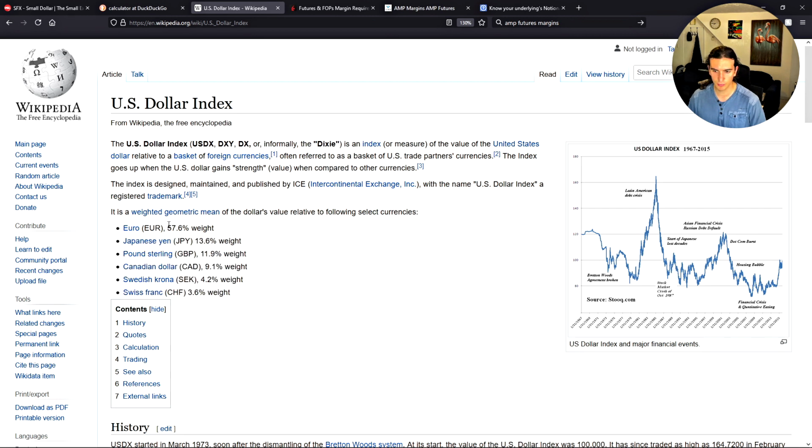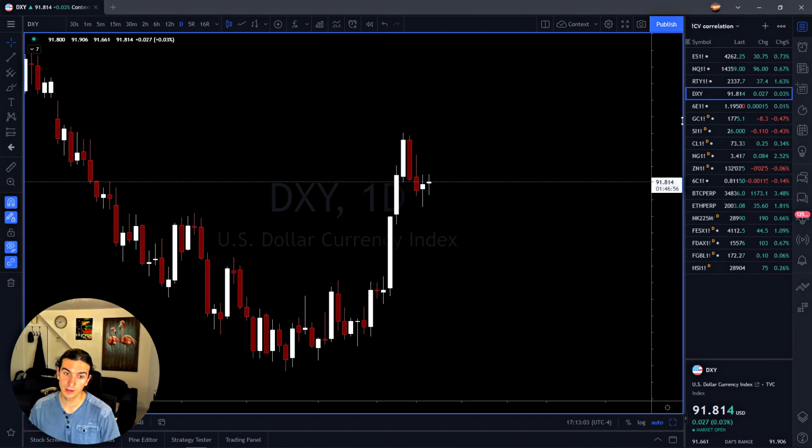You can see we're 57.6 weighted in the euro, and then 13.6 weighted in the yen, and then slightly less in each of the other currencies here. So we can clearly see that we're weighted majority in the euro. Now, it's interesting to know that the DXY is weighted in these 6 currencies, because a lot of traders, when they want to gain exposure to the US dollar long or short, can actually look at the euro and potentially trade the euro as well.